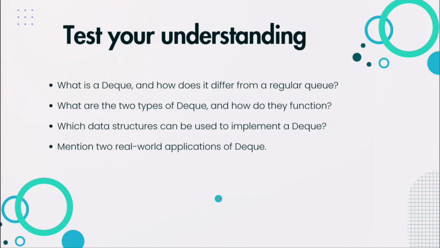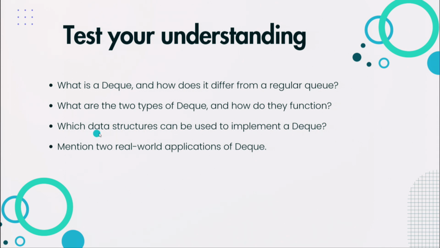So having studied what a double-ended queue is, let us quickly test how far we have understood the concepts. First question: what is a DQ and how does it differ from a regular queue? You know, a regular queue adopts the policy of first in first out, but a DQ doesn't adopt it. In a regular queue, insertion and deletion are performed at one end only, whereas in a DQ it is permissible at both ends. And what are the types of DQ and how do they function? The types are input restricted and output restricted. In input restricted, we do insertion at one end and deletion at both ends, and in output restricted, it is just the reverse of what we do with an input restricted DQ.